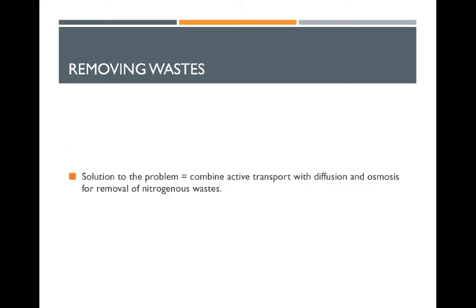What do? We combine active transport with diffusion and osmosis to get rid of those nitrogenous wastes, okay? So the reason we don't only use active transport is because it requires an energy input, okay? So we do still use diffusion and osmosis in some areas and in part of the process of getting rid of these wastes to save energy, but the bits that diffusion and osmosis can't cover, active transport does.